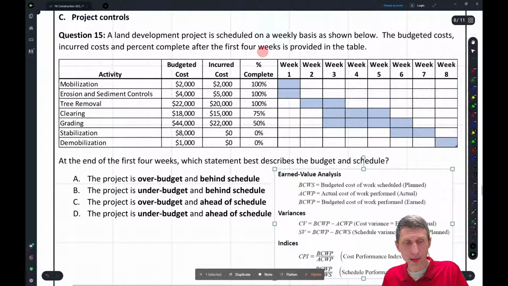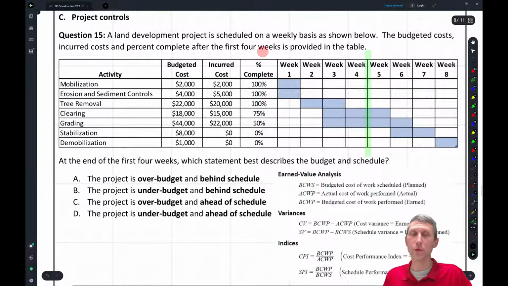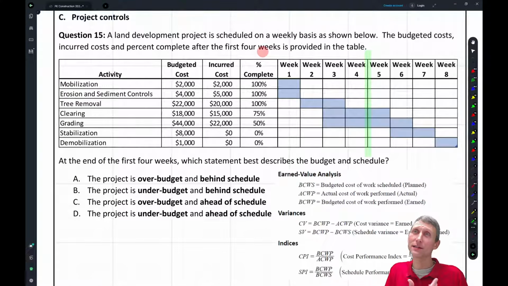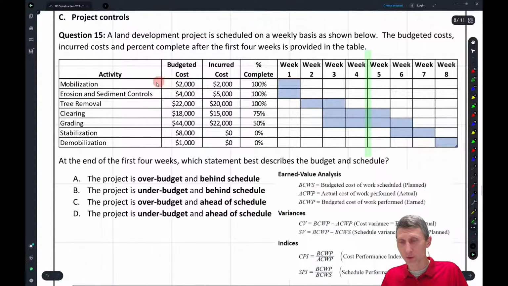So what we have is essentially a stopping point, right here at week 4. And why week 4? Because contractors don't just do work because they like you, they do work because they want to make money. And they typically get paid on a monthly basis, a monthly pay request. Okay, so we have costs associated with each of these tasks.